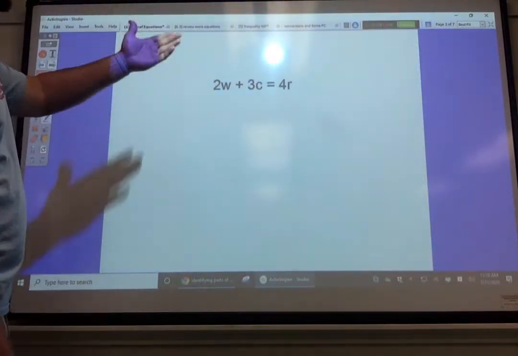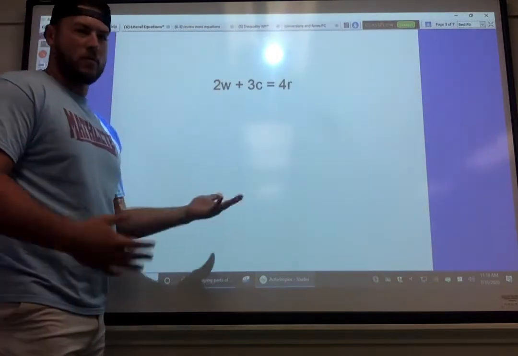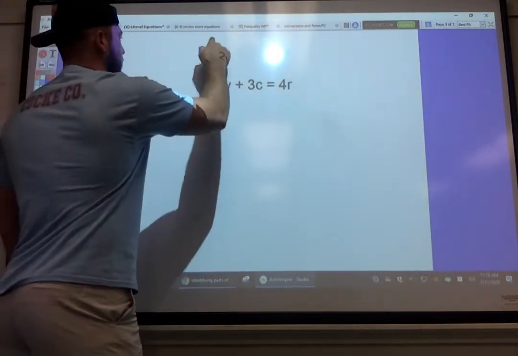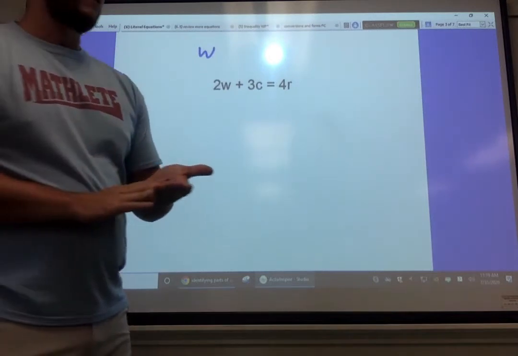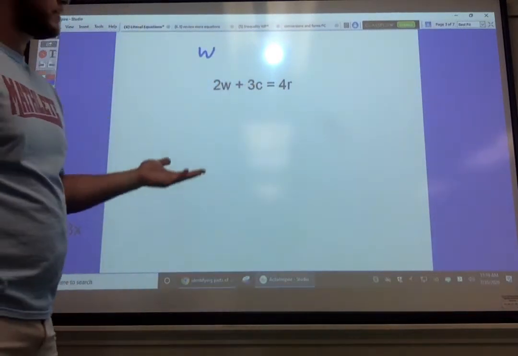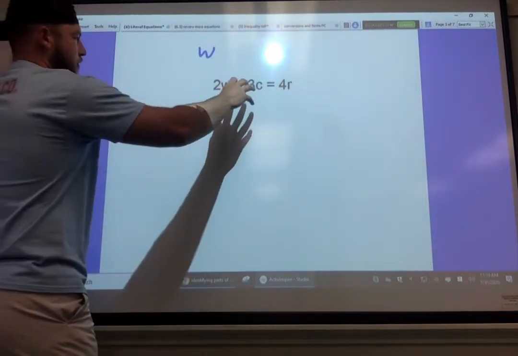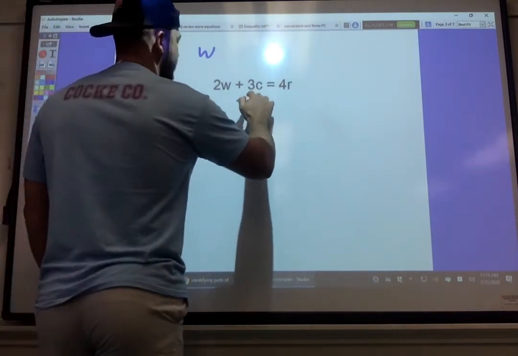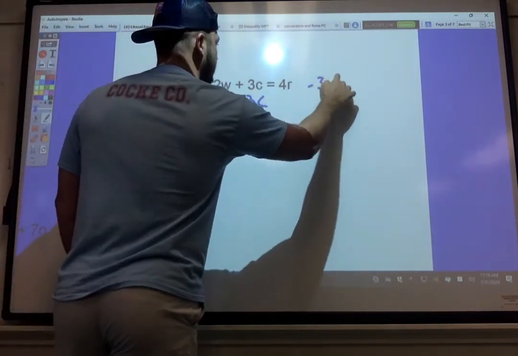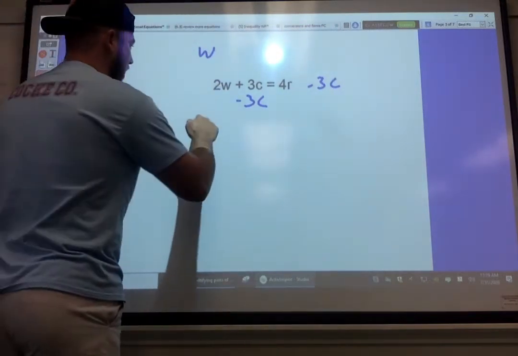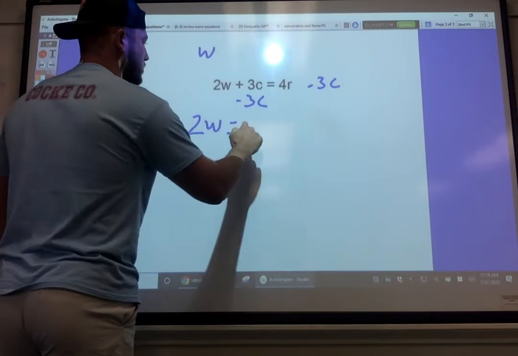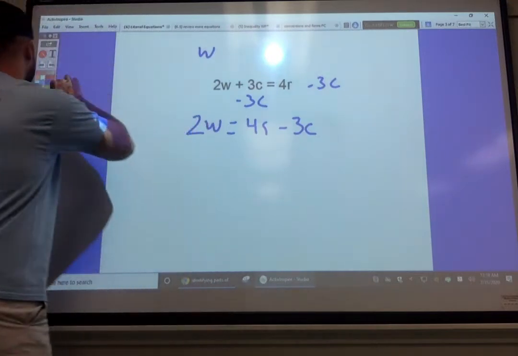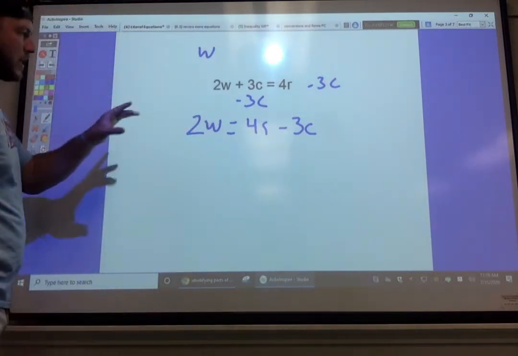So, again, they may ask us to solve for W. They may ask us to solve for C, whatever the case may be. Let's solve for W in this one. In other words, we want to get the letter W by itself. So just like we would if this was a one-step, two-step equation, right? We're going to move the 3C term. Remember, that's one term, 3C. We're going to move 3C to the other side. And that's by subtraction. Minus 3C. So now I have 2W equals 4R minus 3C. Right?